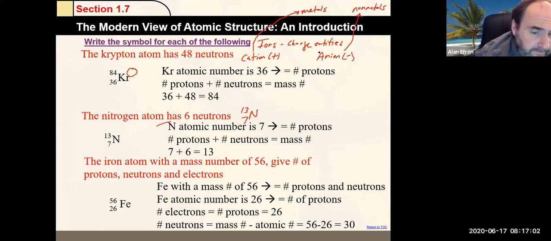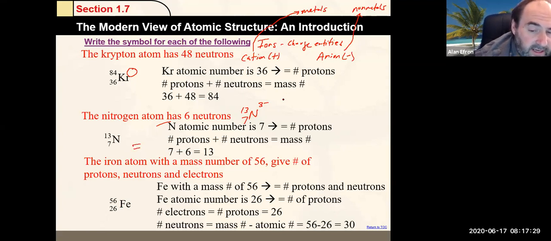Now, what happens when something gets a charge? So let's take our nitrogen here, and let's say it had a -3 charge. And again, you would see the charge actually written top right of the symbol there to indicate that it does have a charge. So let's walk through the protons, electrons, and neutrons in this symbol versus our original guy, which is right here.